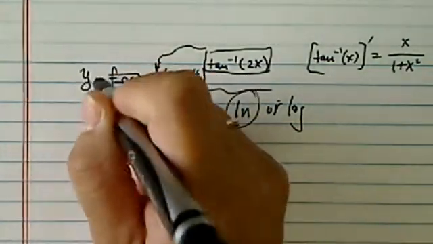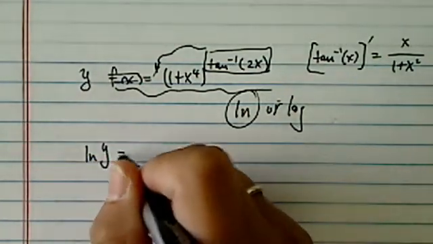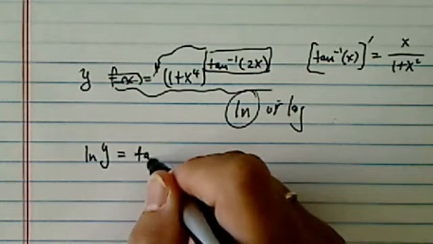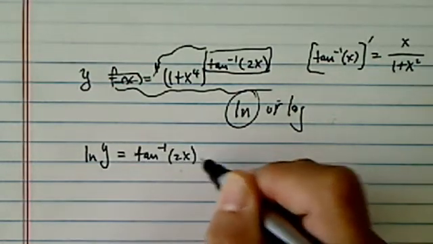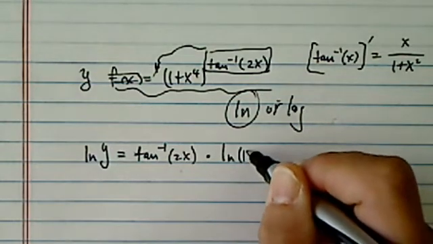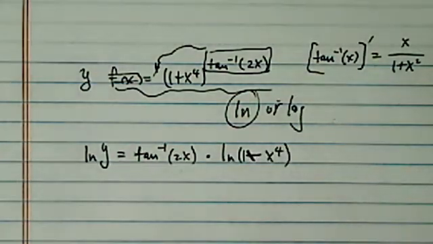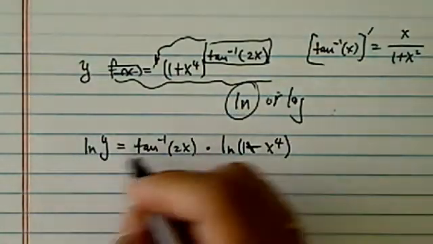Let's replace this one with a y to make it a little simpler. So we have natural log of y on the side is equal to arctangent of 2x times natural log of 1 plus x to the fourth. Okay, that's the first thing we do. And then we're going to take the derivative.